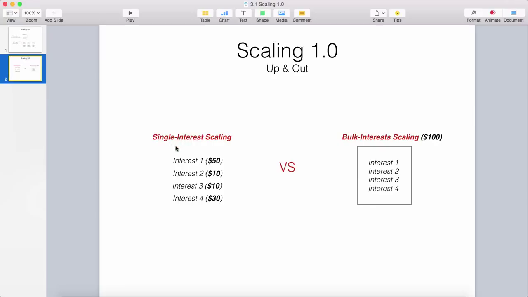But when I do single interest scaling, which means that I put each of them into a different ad set, I would scale each of them according to their own performance. So if interest 1 is converting very well, then I will put higher budget.